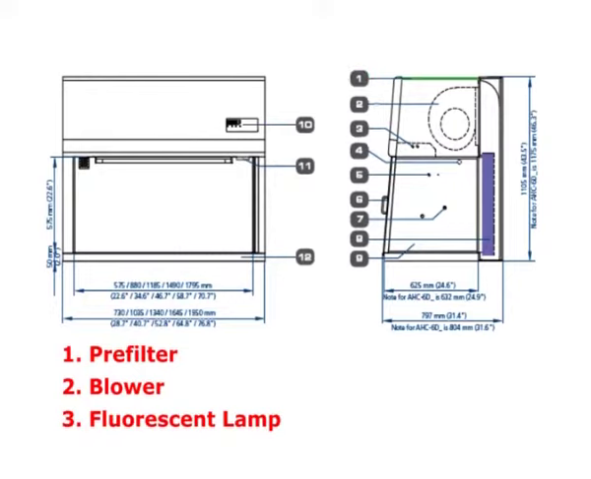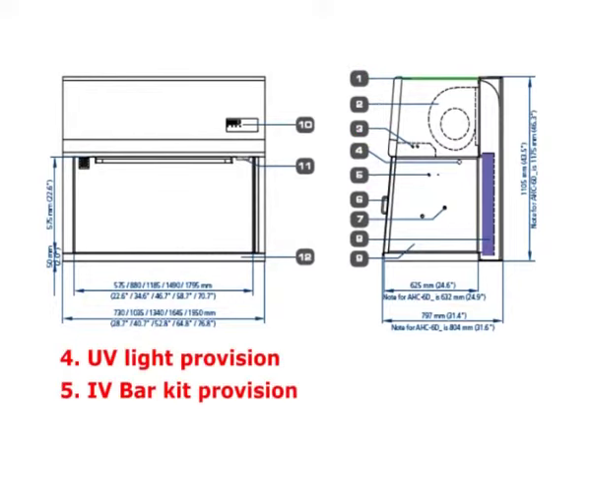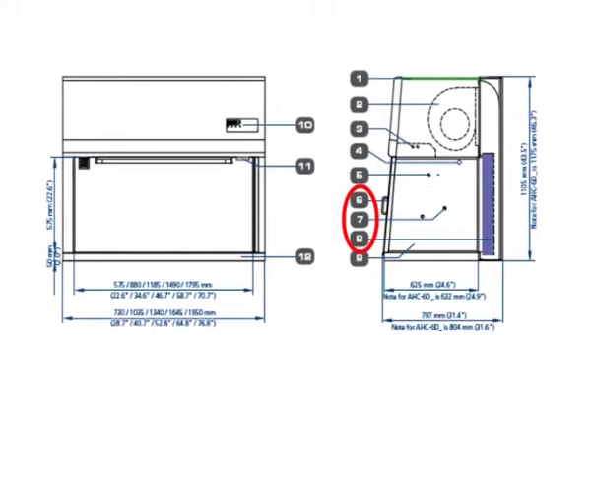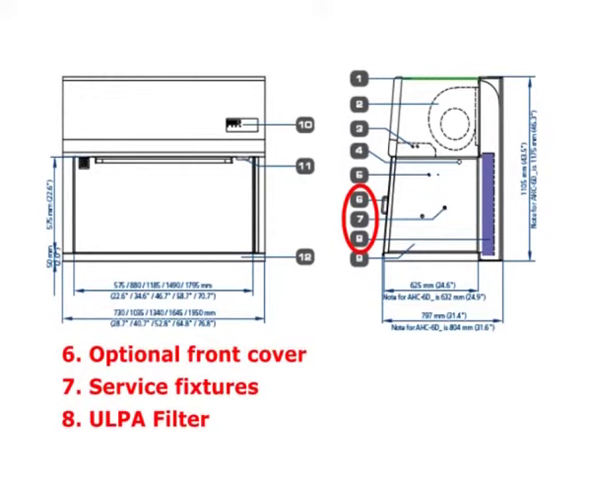Under that you will see there is the UV light, and under that you will see the IV bar kit provision at 5. After that, for the entire bench work, you will see points 6, 7 and 8 show the front cover, 7 which has the 2 penetrations on each side, and the ULPA filter, or it can also be the HEPA filter, at point 8.